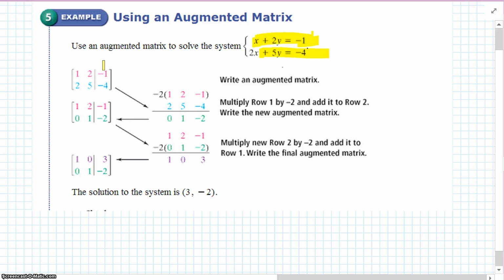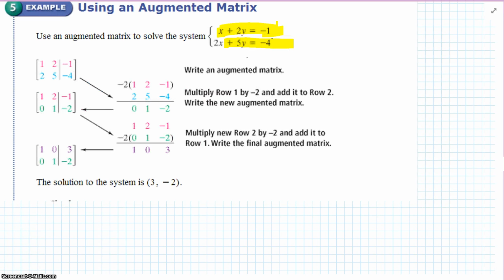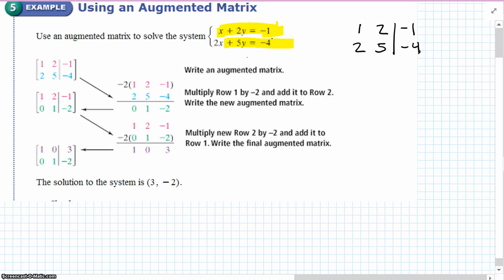Okay, so there's my base equation, so we wrote it in an augmented matrix. The first one would be just a 1 and a 2. There's my x and y. My solution for that one, my constant, is negative 1. My coefficients on the second equation are 2 and 5. My solution's 4.